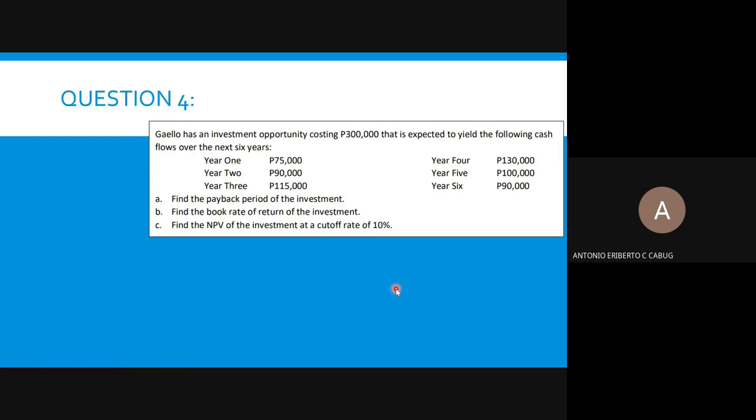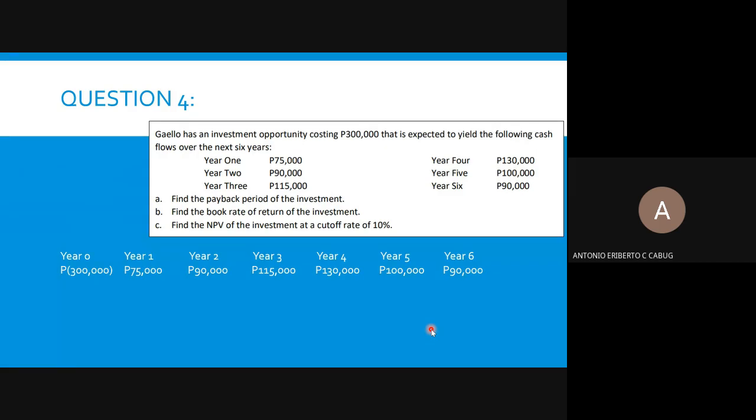Okay? Letter C, we have to find the NPV of the investment, assuming a cut-off rate of 10%. Ilatag nyo mga cash flows. You will have an outflow of 300K in year 0. And then every year after that, you will have cash inflows. 75K in year 1, 90K in year 2, and so on until year 6, you will have 90,000. Hindi pantay-pantay ang cash flows, hindi natin magawan ng annuity. We cannot use annuity. We have to use lump sum present value for each year.